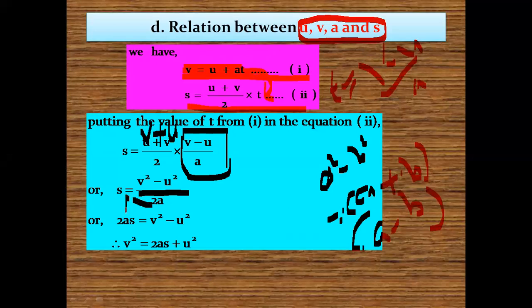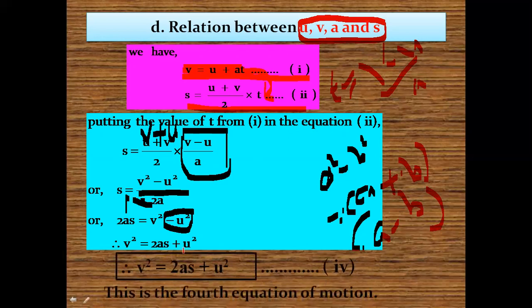Then we again do cross multiplication. Then we got 2as equal to v square minus u square. And when we take this negative u square to the left hand side, then we got v square is equal to u square plus 2as. This is our fourth equation of motion. In this fourth equation of motion, we find the relationship of v, a, s and u.